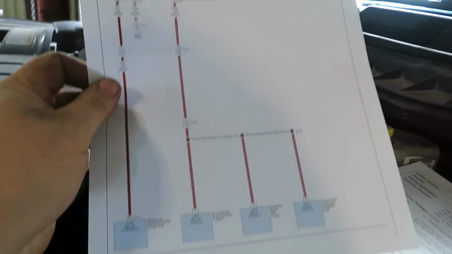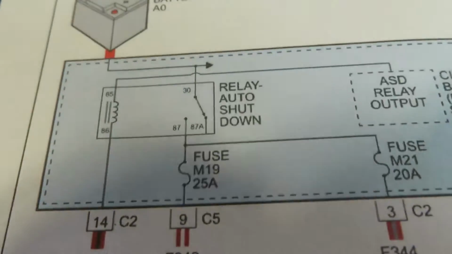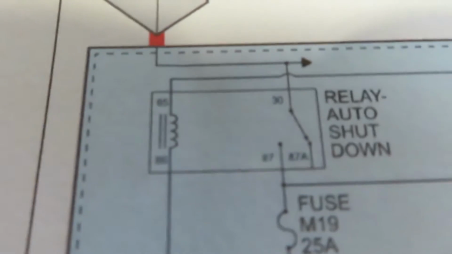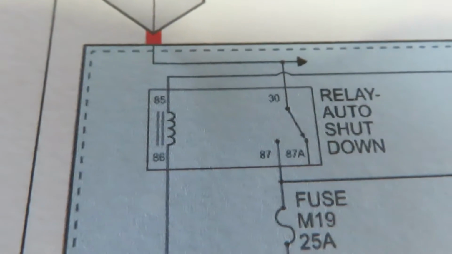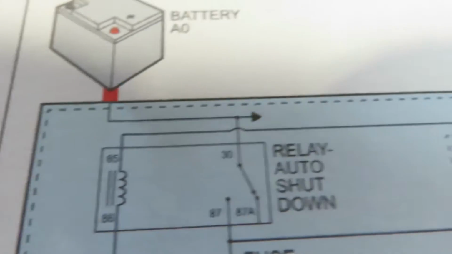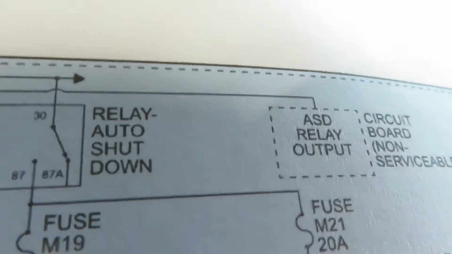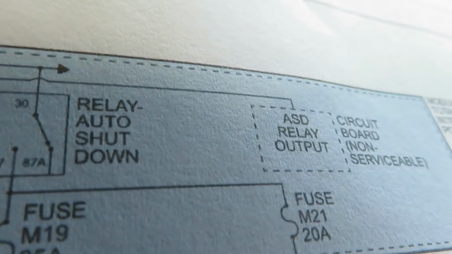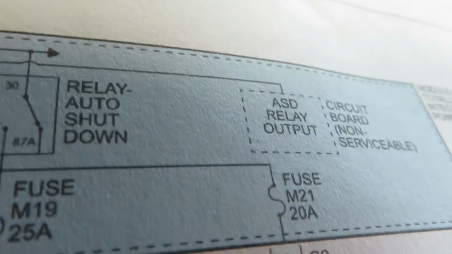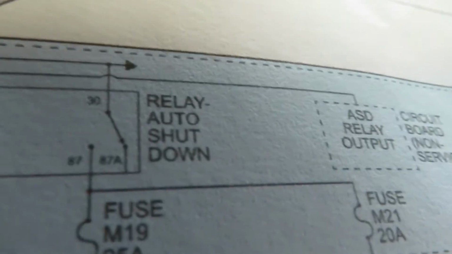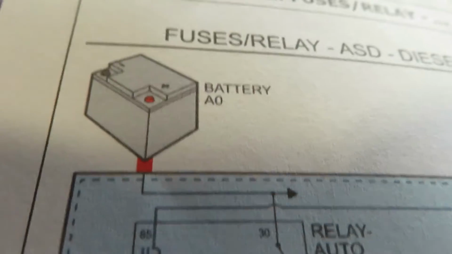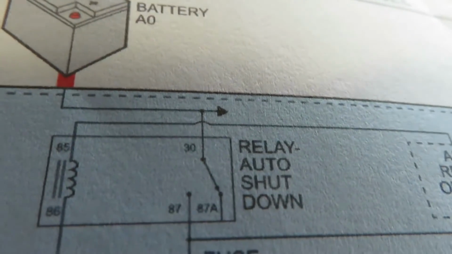So most vehicles are a ground control system. So the way the relay works is the ECM grounds pin 86 of the relay. Pin 85 has battery voltage from the ASD relay output, so a circuit board inside the TIPM that you can't service. And then there's also battery voltage going to pin 30.